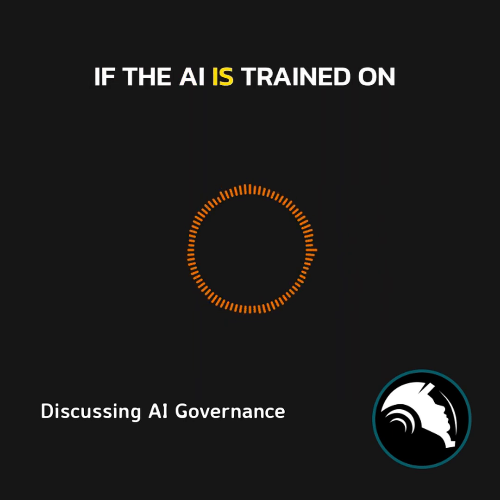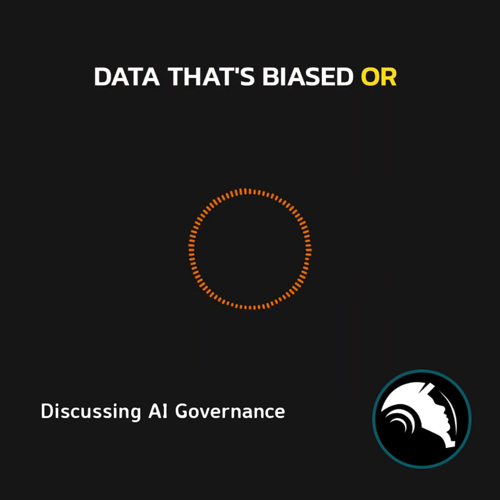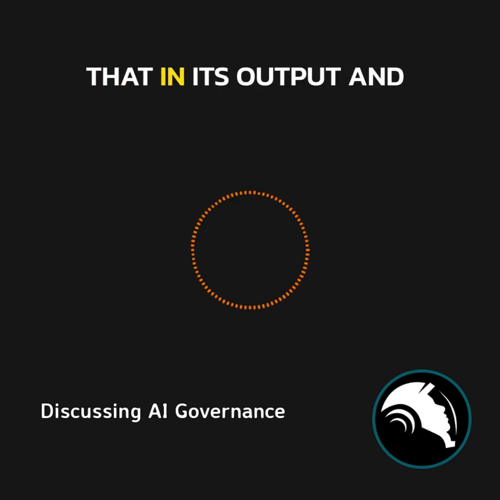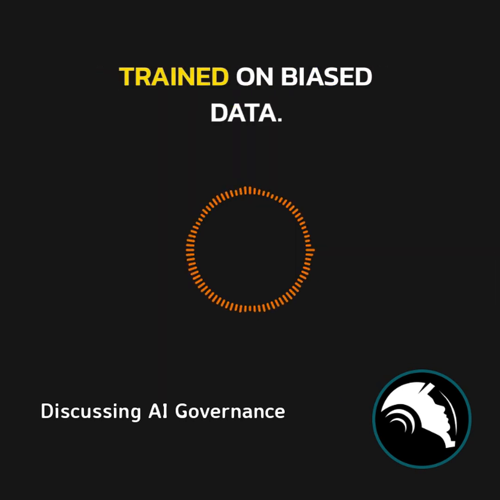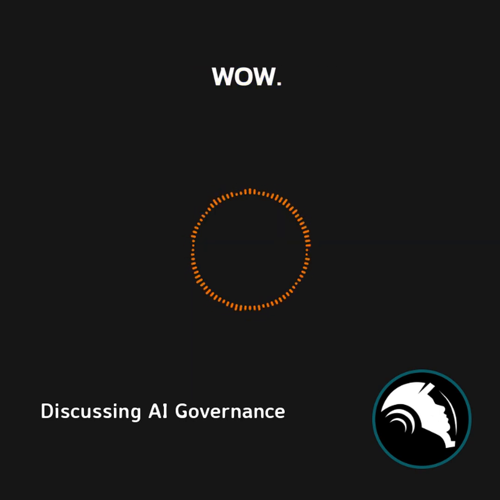Exactly. If the AI is trained on data that's biased or incomplete, it's going to reflect that in its output, and that can cause some serious problems. Like AI making unfair decisions because it was trained on biased data. Exactly. Wow. Okay, so that's a big one.